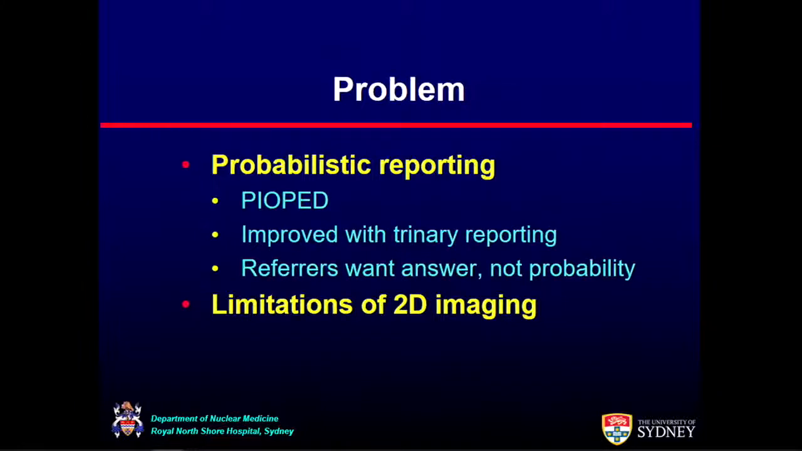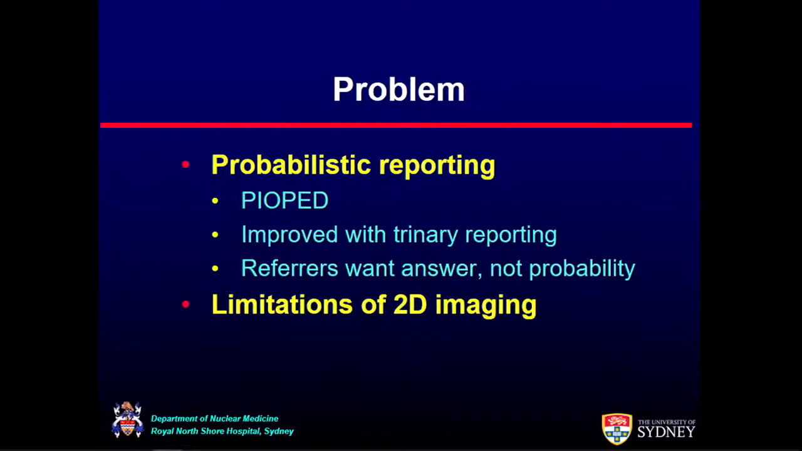What are the problems? Well, firstly, you have all the issues around the probabilistic reporting that came from PIOPED. People like Lenny Freeman have done their best to try and move away from that to more of a trinary reporting approach. Look, the referrers want an answer. They don't want a probability. They probably want the correct answer, of course. But so, it is a real problem.